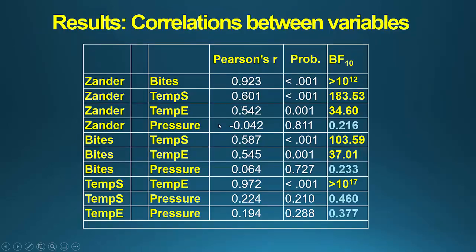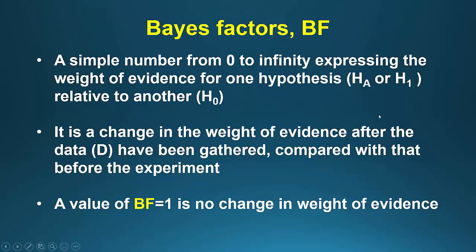So the correlations tend to show a clear relationship between the number of Zander or the bites and the temperature, but no relationships between the Zander caught, the number of bites, and the air pressure. I also did it a different way using so-called Bayes factors. We'll just briefly talk about those, an alternative way to look at the data.